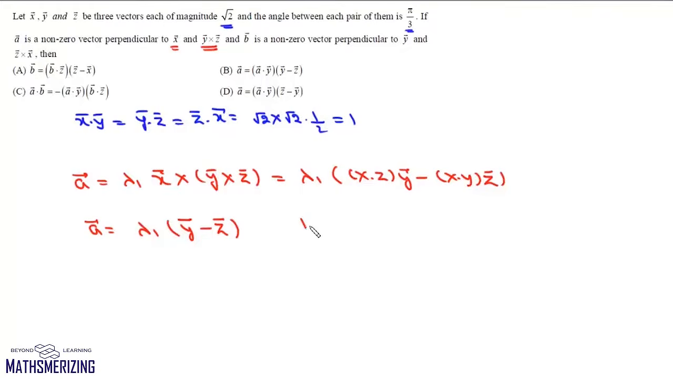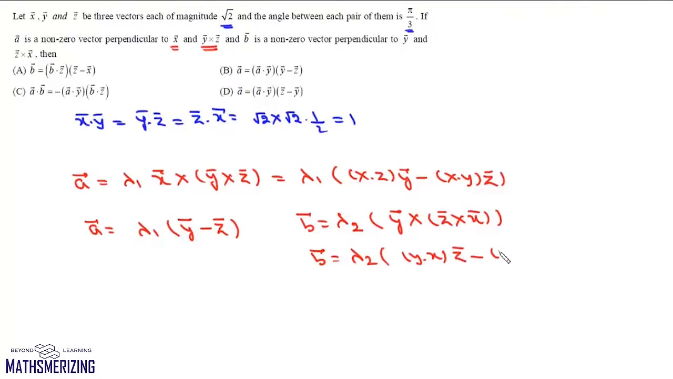So we can write this B as lambda 2 y cross z cross x. So it will be lambda 2 y dot x into z minus y dot z into x. So this B will be lambda 2 z minus x. Now first we'll find A and B.